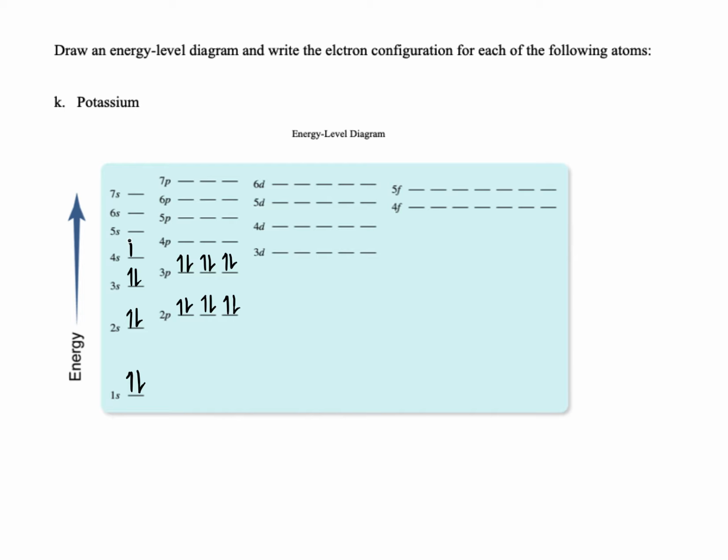So let's put 1 electron here. That's the energy level diagram for a neutral potassium atom. It can be written as 1s2, 2s2, 2p6. Then we'll go to 3s. We'll fill that with 2 electrons. We'll go to 3p and fill that with 6 electrons. And finally, we'll put 4s1.